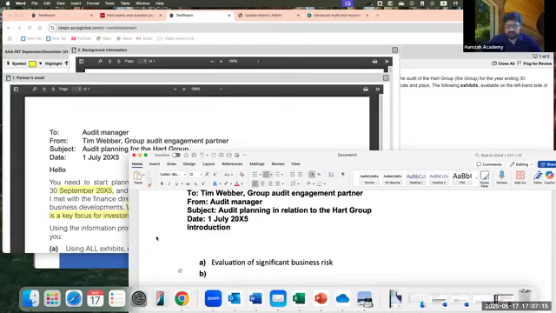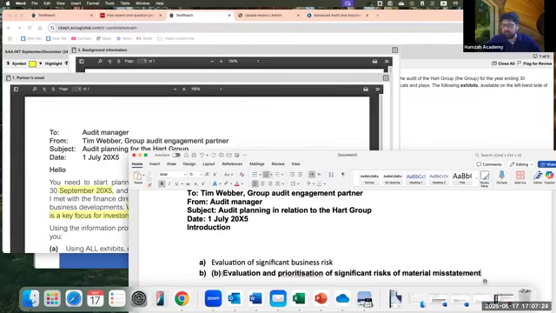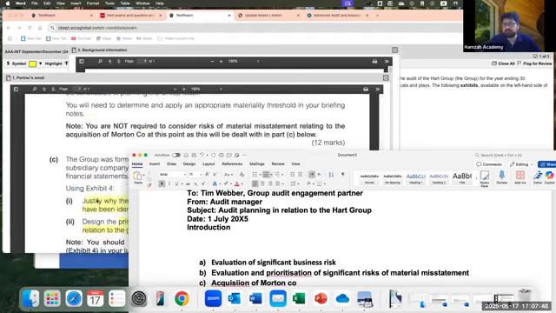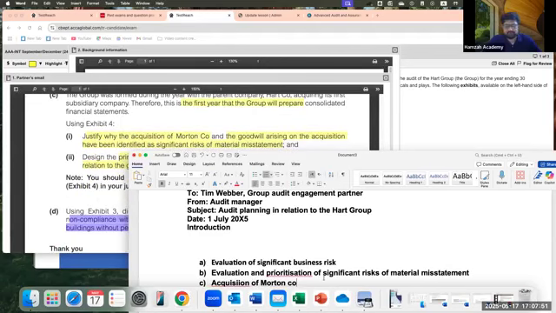And the second part, the B part, is evaluation and prioritization of significant risk of material misstatement. And after that, the C part is acquisition of Morton company, and goodwill arising on its acquisition.